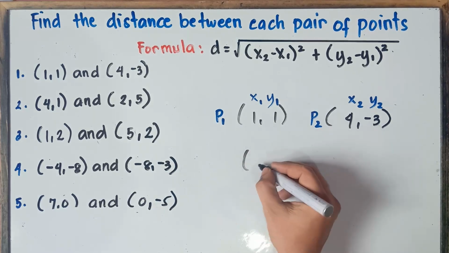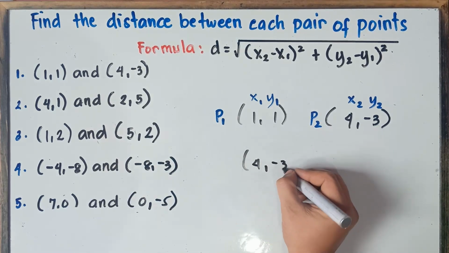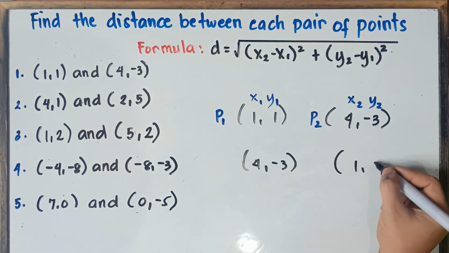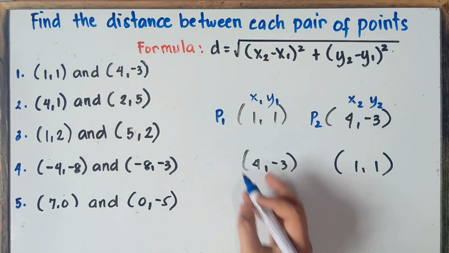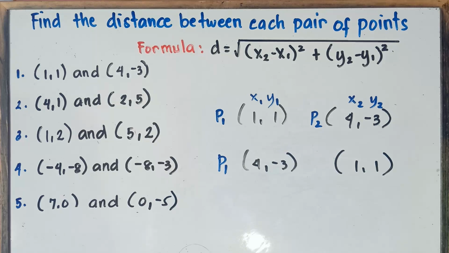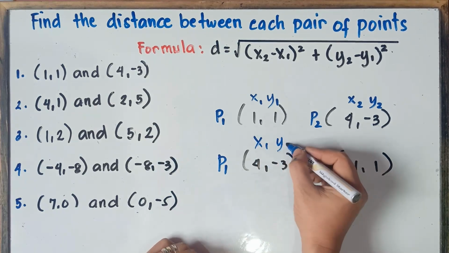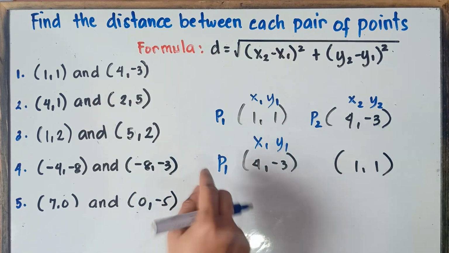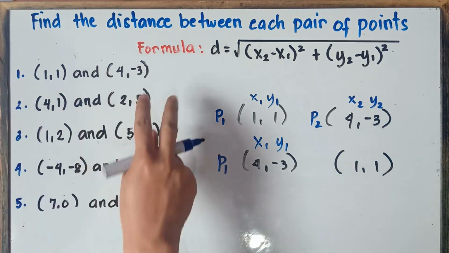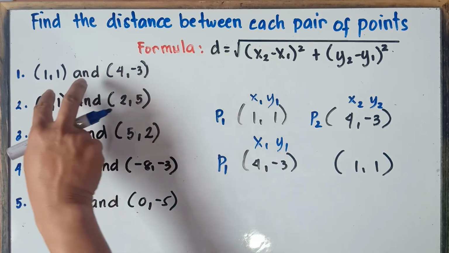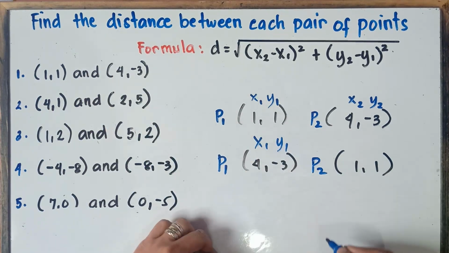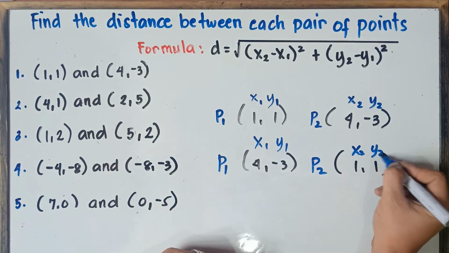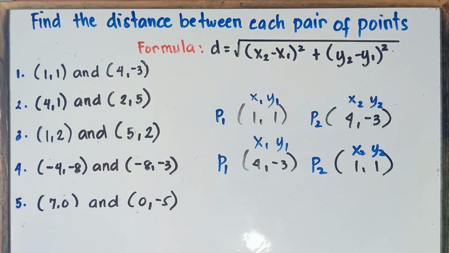If (4, -3) is our point 1, and (1, 1) is our point 2, then this will be x sub 1, y sub 1, and this will be x sub 2, y sub 2. It's very different, class. Now, question: can we get the same answer with regards to the distance? Yup, you will have the same answer.